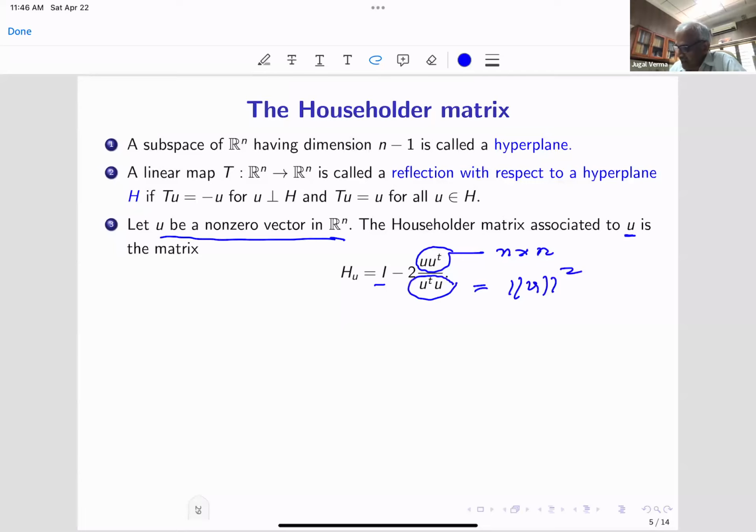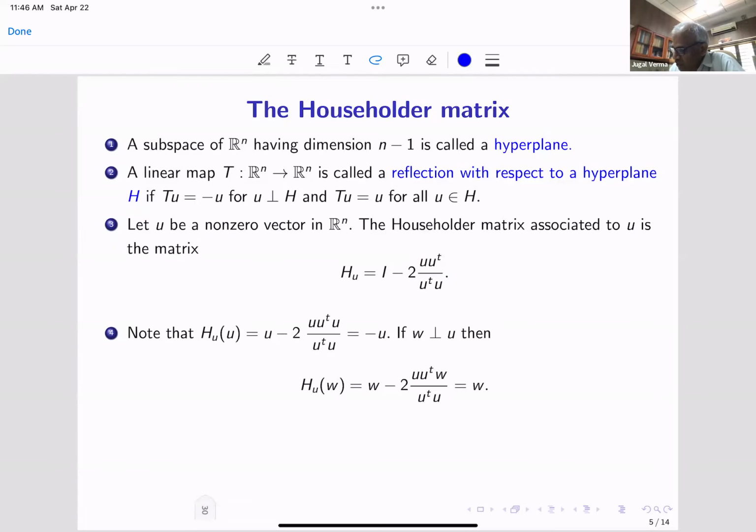Let us see what is the action. If I operate HU on U, it is identity operating on U minus two U U transpose operating on U. But U transpose U is one. So this is U minus two U, which is minus U. So U is mapped to minus U.